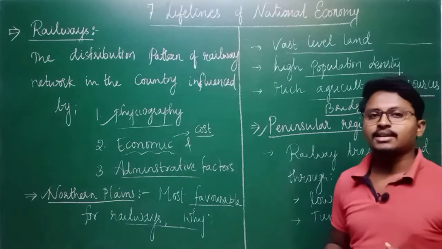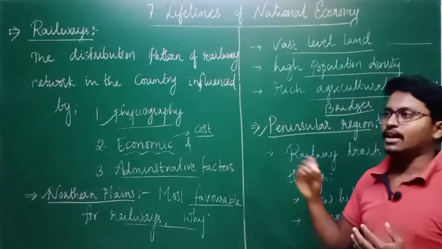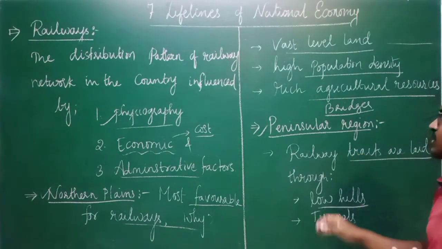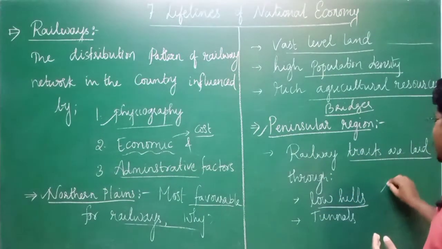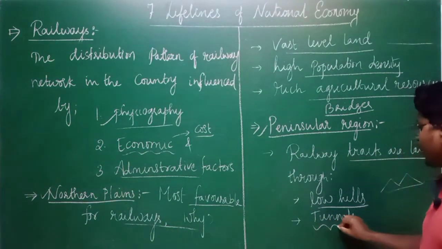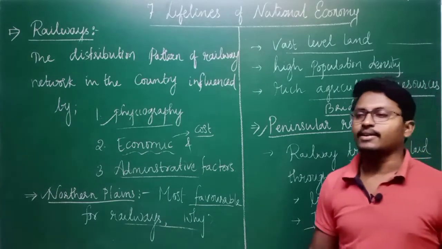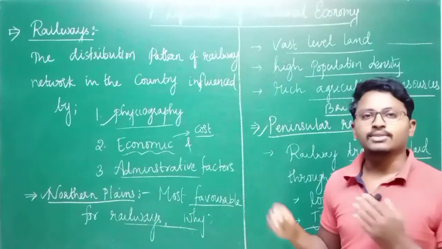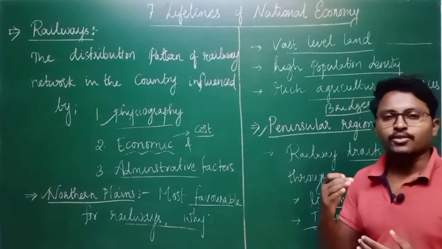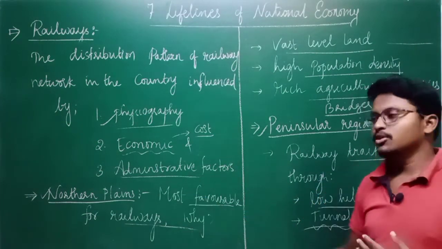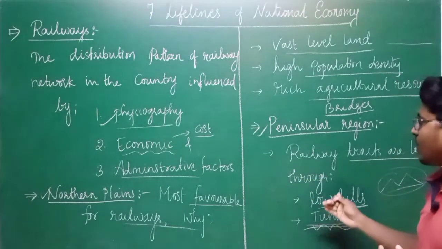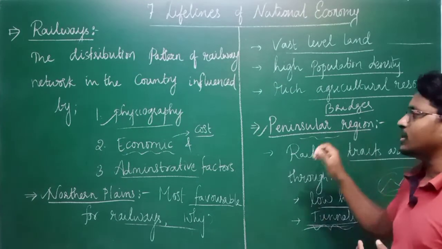In the peninsular region, there are certain problems faced by the railways. Why? Because here railway tracks are laid through low hills. You can see most of the peninsular region has these lower hills, and at the same time you can find most of the tunnels in the country in this peninsular region. The reason is that it has most of these lower hills. So if you want to cross from one place to another, you need to lay the track through these tunnels. So this is how the peninsular region has got the railways.